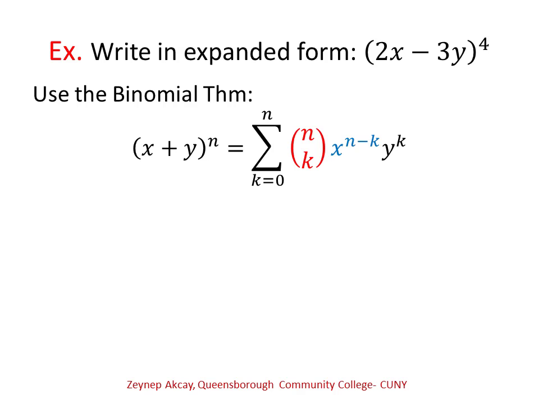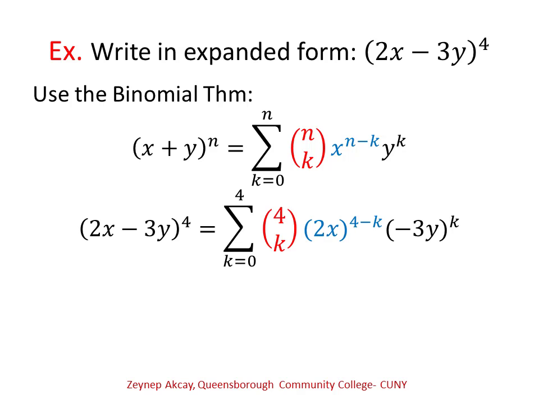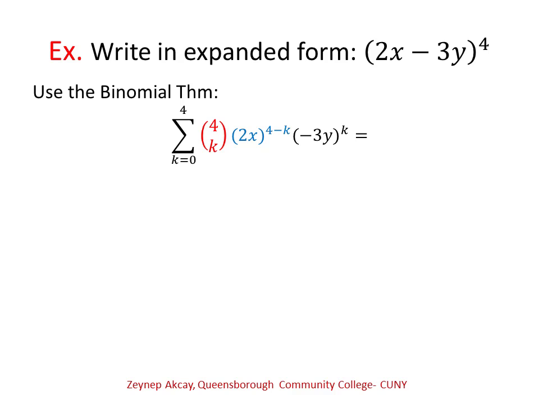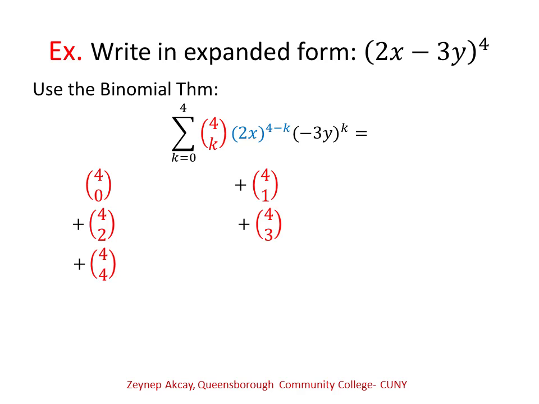Let's look at an example and write 2x minus 3y raised to the fourth power in expanded form. We use the binomial theorem. We plug in 4 for n, and instead of x, we put 2x, and instead of y, we put negative 3y. Let's find each term. I will look at the factors one by one. So let's start with the first factor, the binomial coefficient. As k changes from 0 to 4, the binomial coefficient will be 4 choose 0, 4 choose 1, 4 choose 2, 4 choose 3, and 4 choose 4.